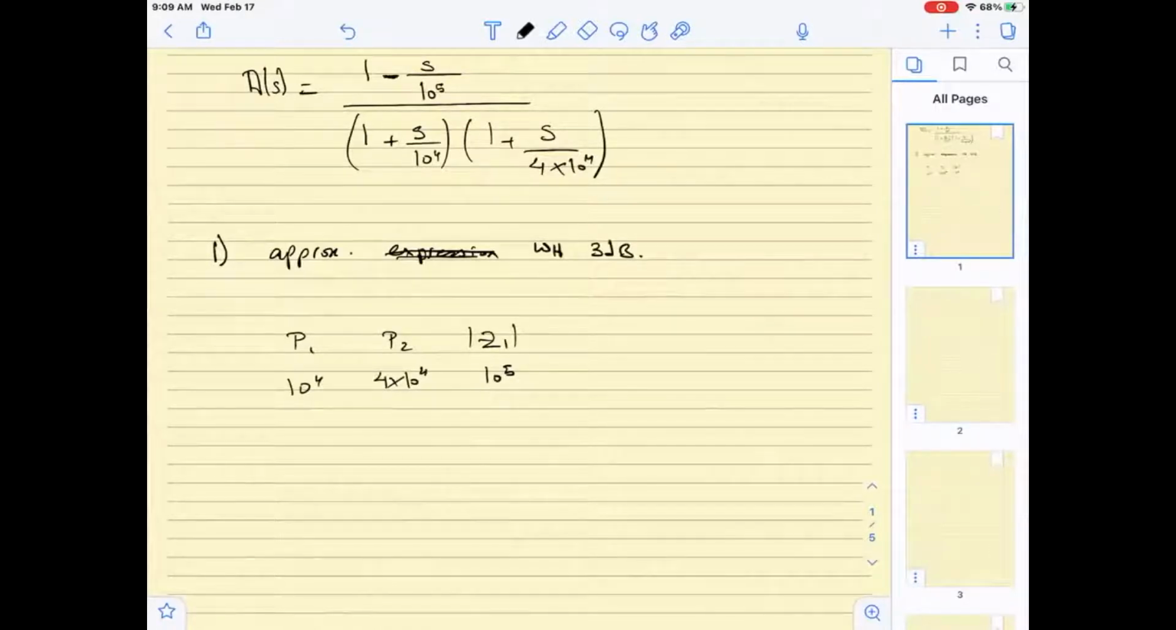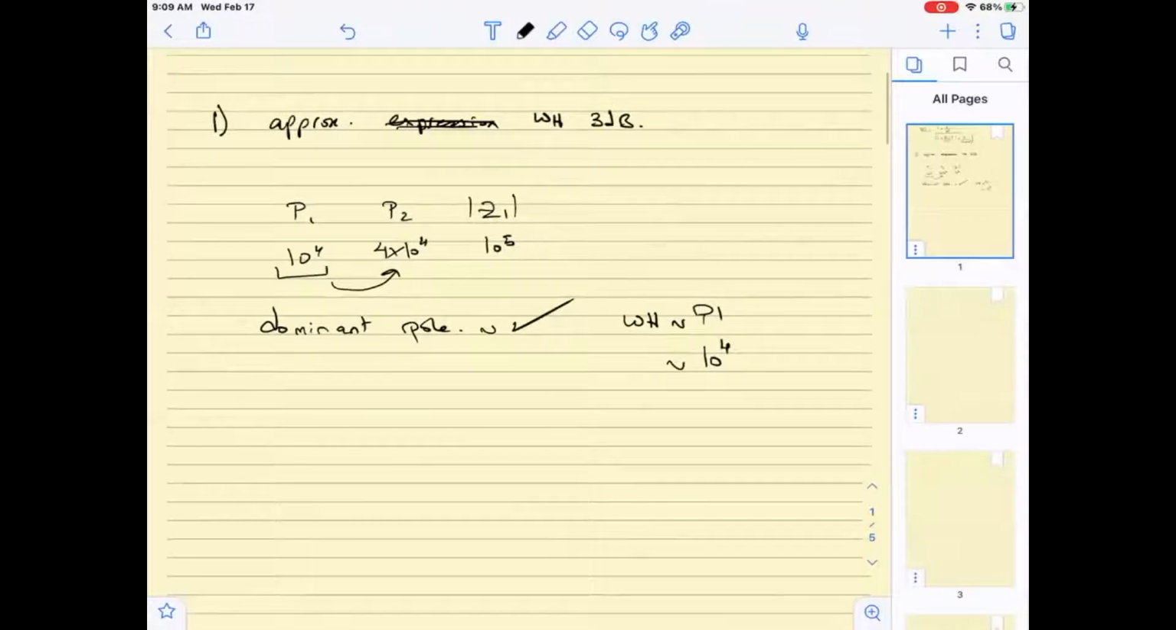Okay, from the dominant pole perspective, and this should be something very easy for you to know, first we check if the smallest of them is 4 times smaller than the next one. Does this condition hold here? Yes, 10 to the 4 is at least 4 times smaller than 4 times 10 to the 4. So I can use the dominant pole approximation and I can say that my omega H is approximately P1, meaning it is approximately 10 to the 4.